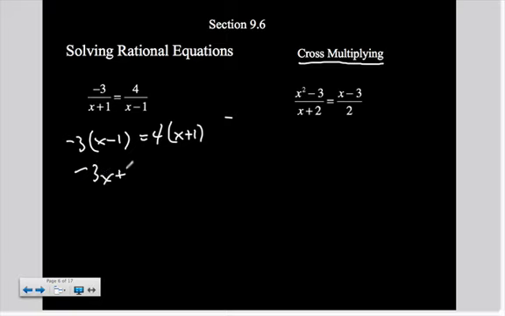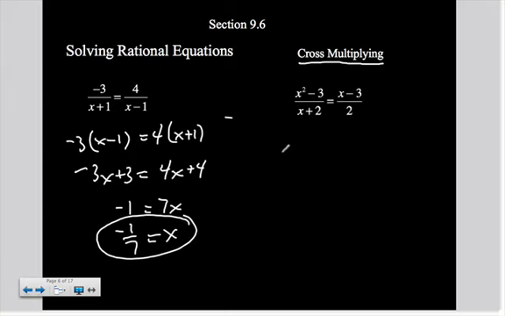Negative 3x plus 3 is equal to 4x plus 4. If I add 3x to either side, I'll get 7x. And if I subtract 4 from either side, I'll get negative 1. So x would be equal to negative 1/7.